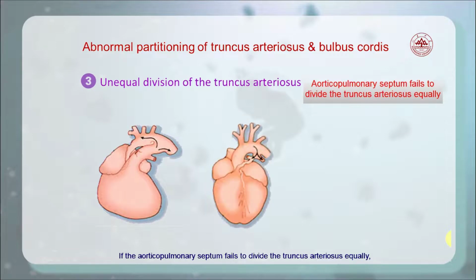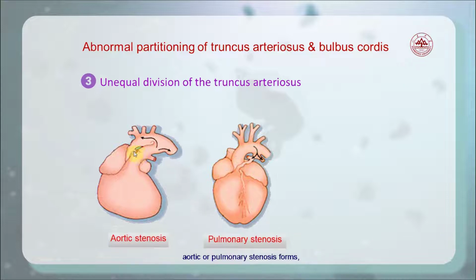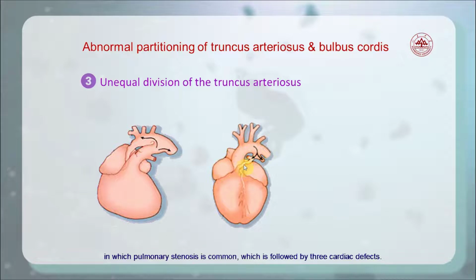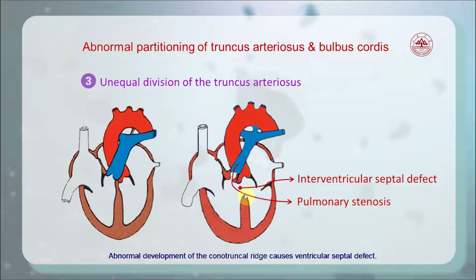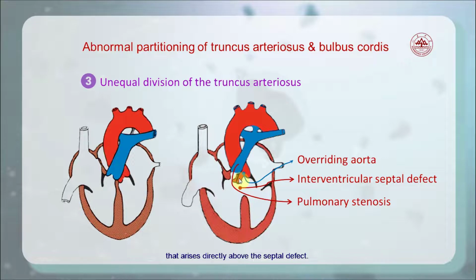If the aorticopulmonary septum fails to divide the truncus arteriosus equally, aortic or pulmonary stenosis forms, in which pulmonary stenosis is common, which is followed by 3 cardiac defects. And here shows the pulmonary stenosis. Since the conotruncal ridges also participate in the formation of the membranous part of the interventricular septum, abnormal development of the conotruncal ridges also causes the ventricular septal defect. In addition, the pulmonary stenosis also causes an overriding aorta that arises directly above the ventricular septal defect.